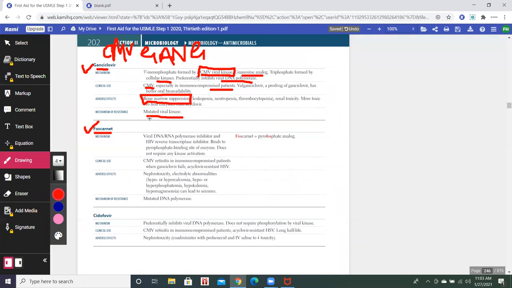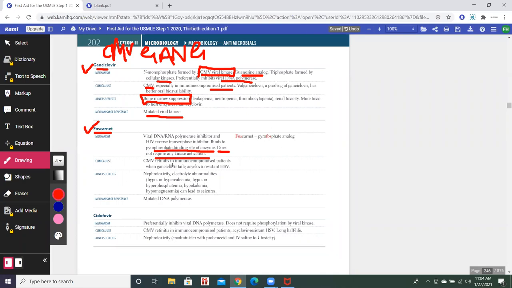Next one is foscarnet. Foscarnet is a viral DNA and RNA polymerase inhibitor and HIV reverse transcriptase inhibitor. Which gene of HIV codes for reverse transcriptase? Very good, the pol gene. It binds to the pyrophosphate binding site of the enzyme and does not require any kinase activation. This is high yield. It's a pyrophosphate analog, so it's already activated.